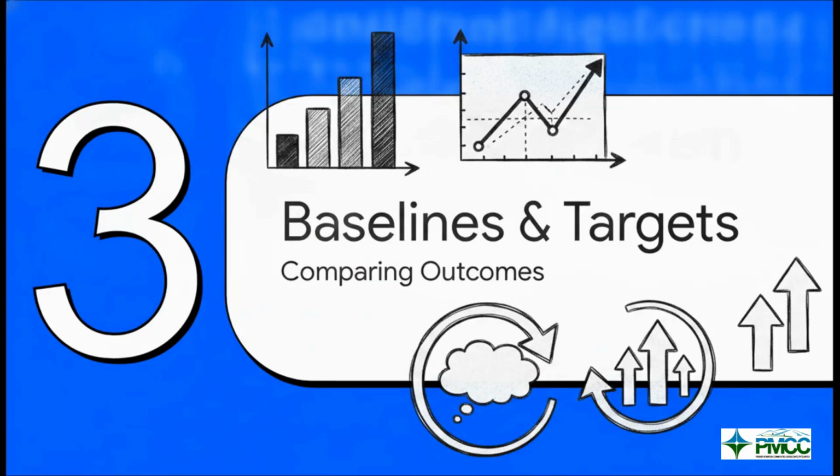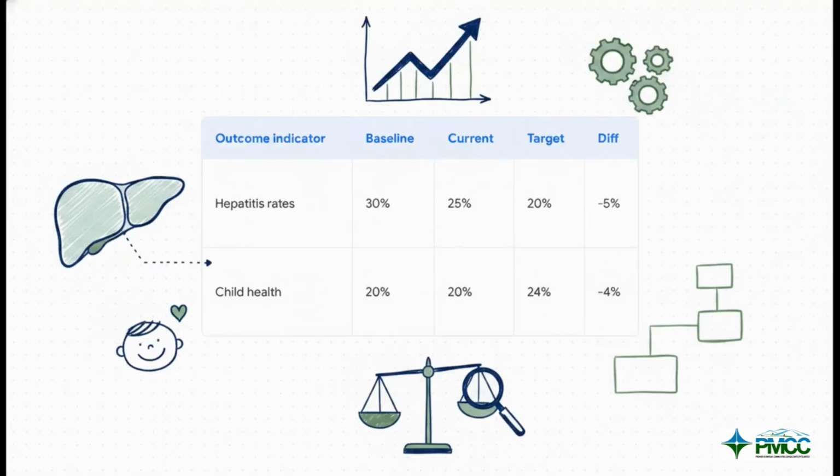Let's get into the math. Section 3, baselines, targets, and comparisons. Check out this real-world NGO example tracking health metrics. We can perfectly map outcome indicators against our baseline, the current measurement, our target, and the difference. Look at the rates of hepatitis, for example. The baseline was 30%. Currently, we're sitting at 25%, but our target was 20%. Boom! You instantly see a difference of -5 percentage points from our expected outcome. By stacking actual outcomes right up against the targets like this, the progress, or lack of it, is crystal clear.